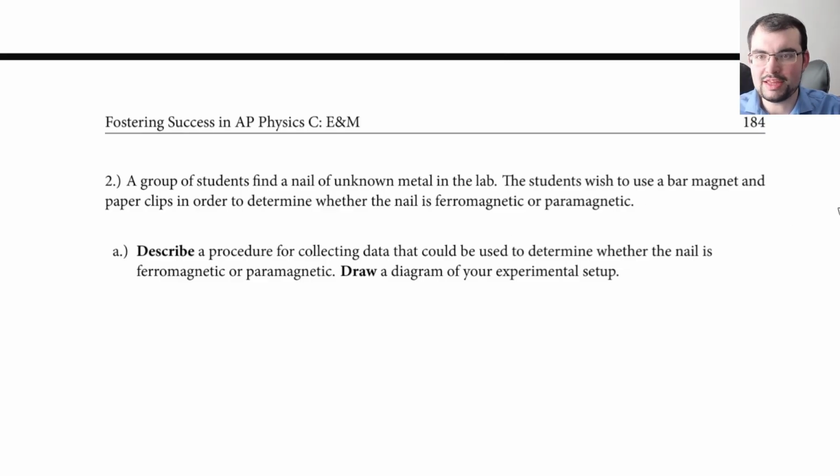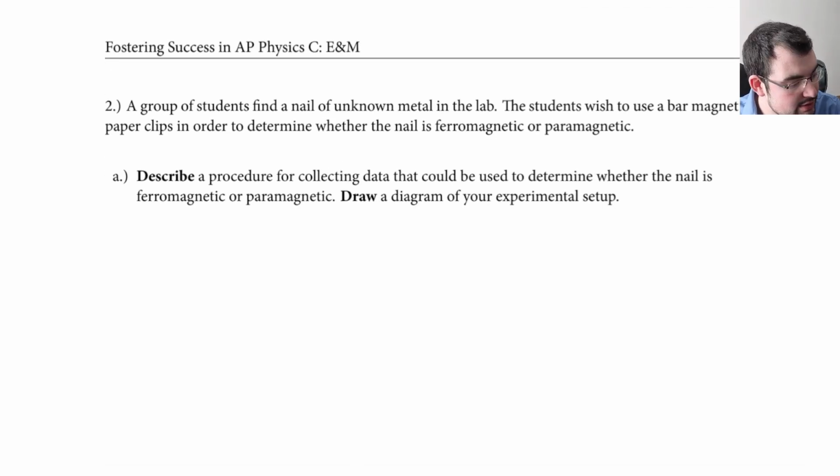All right, now we have the lab on para and ferromagnetism. A group of students find a nail of unknown metal in the lab. How exciting. They wish to use a bar magnet and paper clips in order to determine whether the nail is ferromagnetic or paramagnetic. So this lab isn't calculate, it's which one of these two is it. So there's really one way to do this, I feel.